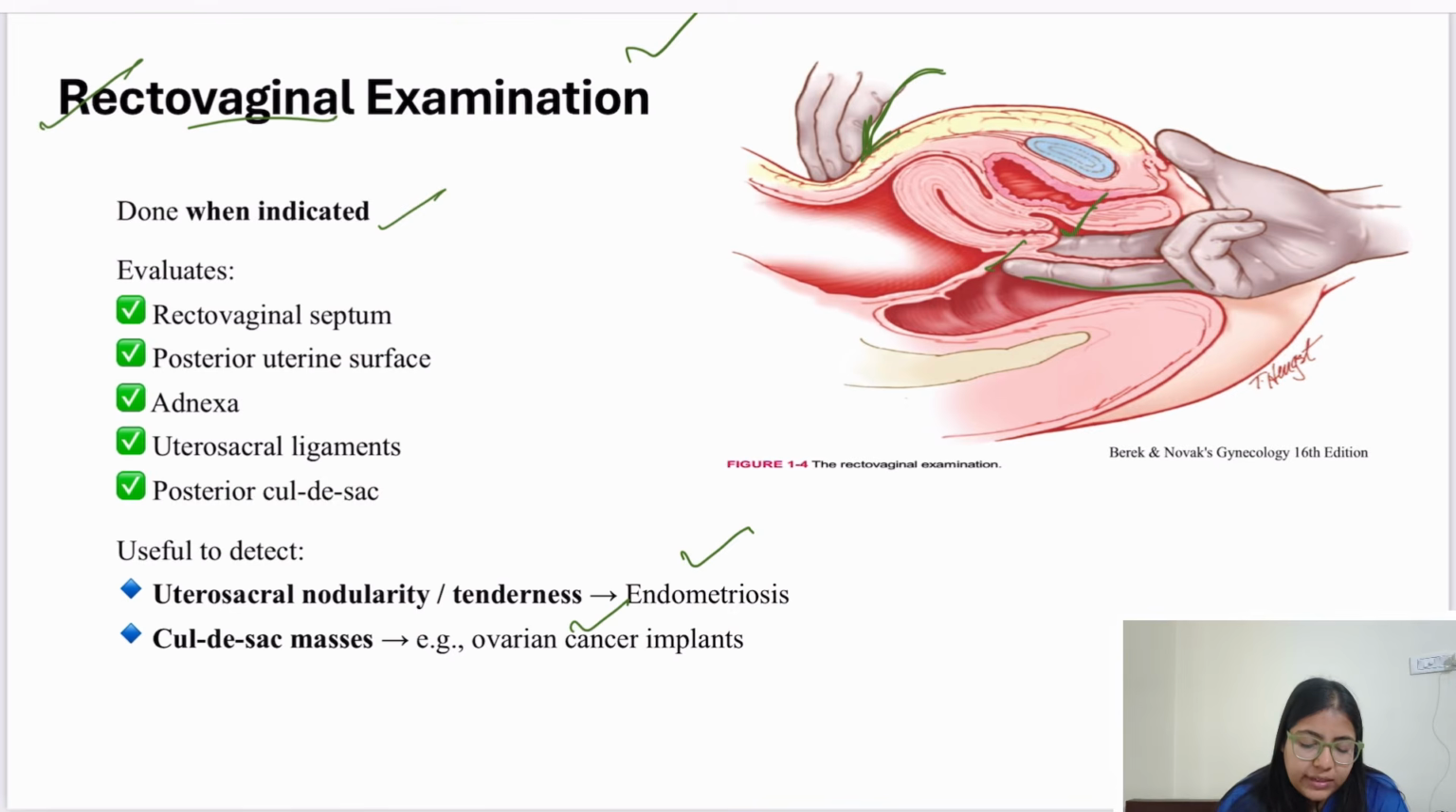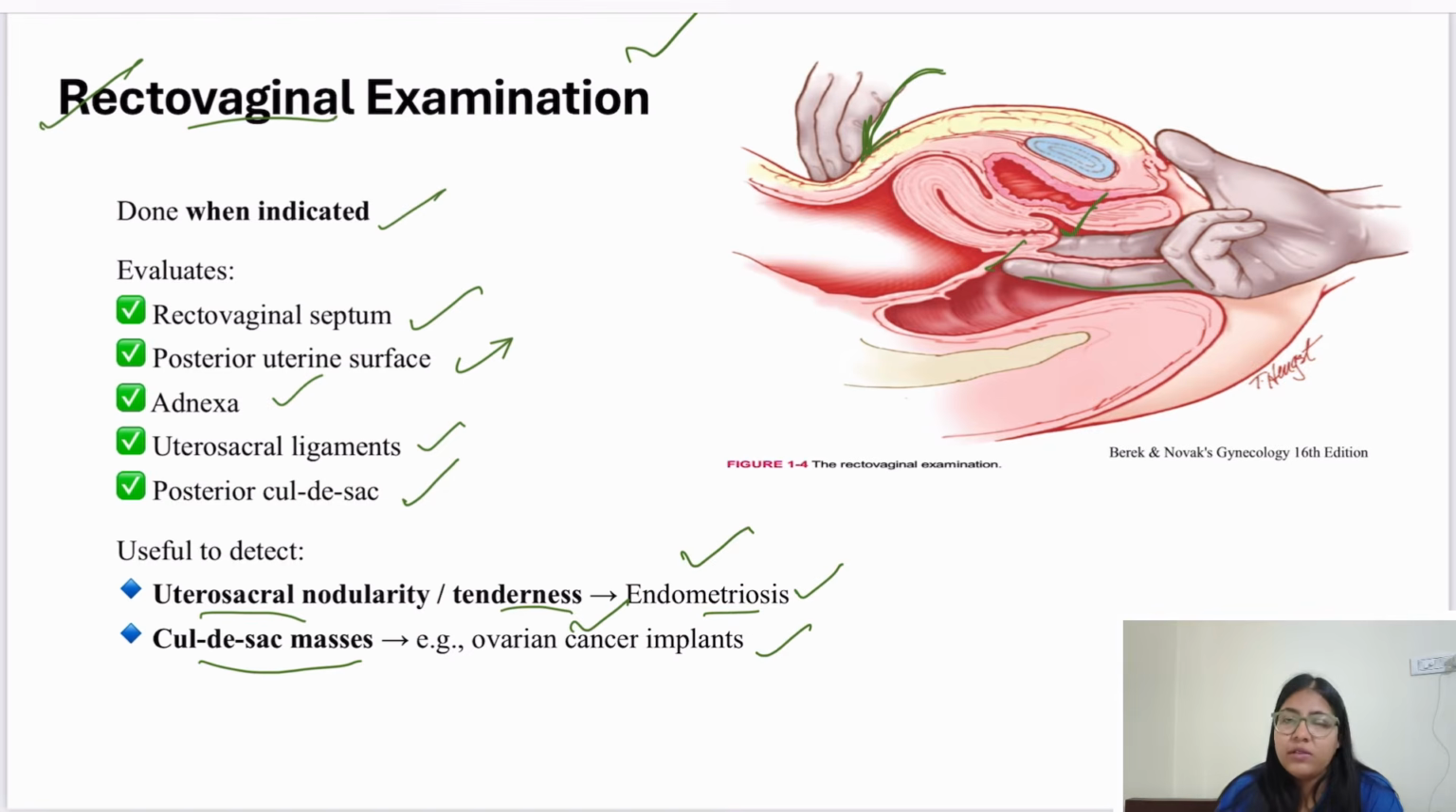So in rectovaginal examination, you evaluate the rectovaginal septum, posterior uterine surface, adnexa, uterosacral ligament, and posterior cul-de-sac, POD. So if there is uterosacral nodularity and tenderness, this is suggestive of endometriosis. If there is any mass or any nodularity in the parametrium, it is suggestive of some cancer implant, most likely ovarian, it can be cervical, uterine and others also. So how do you do it?